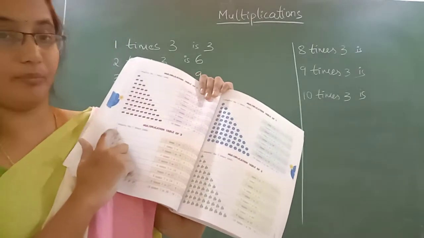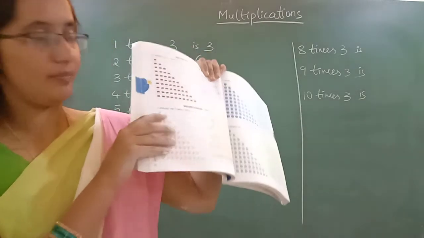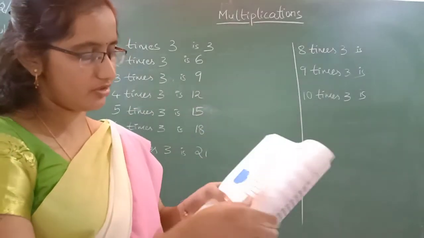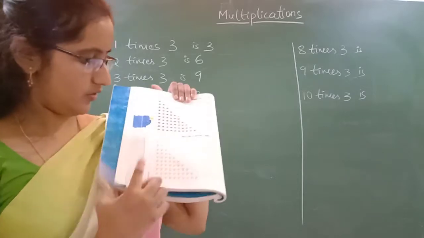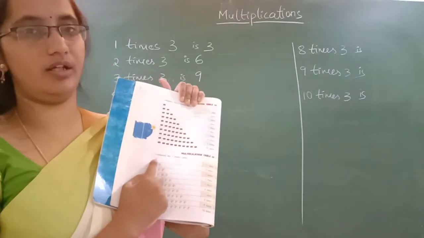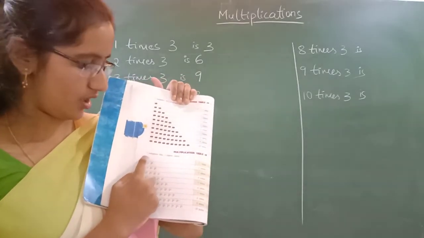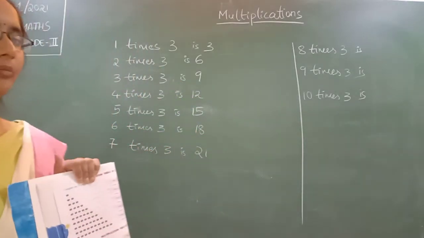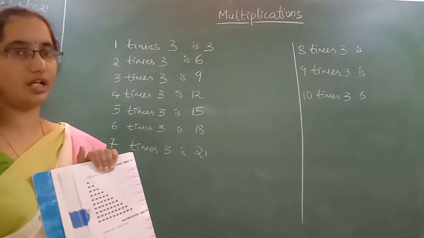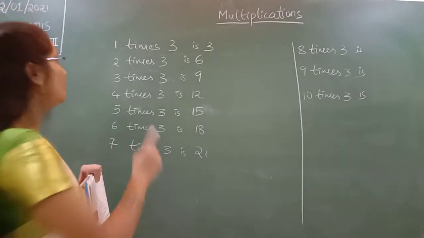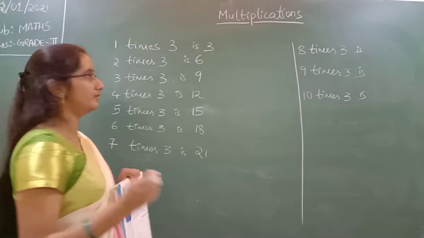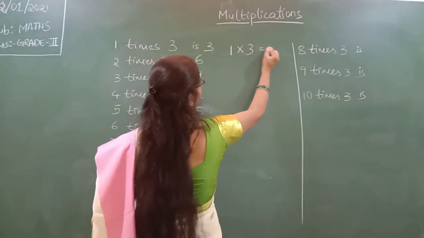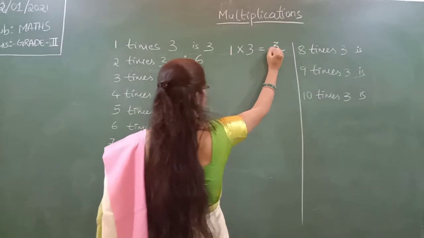Here we have balloons. How many balloons are there? 3 balloons. 1, 2, 3. So how many times is the 3 repeated? 1 time. 1 time 3 is 3. That is 1 into 3 equal to 3.